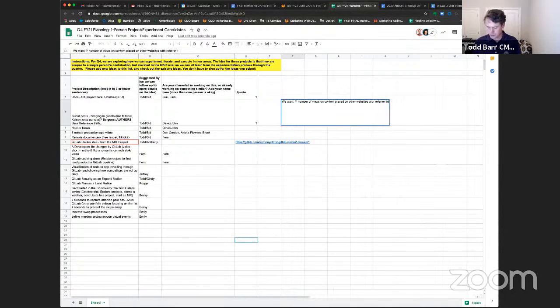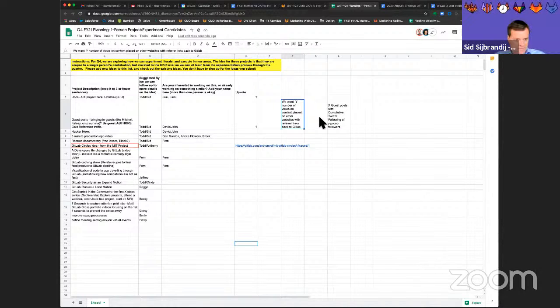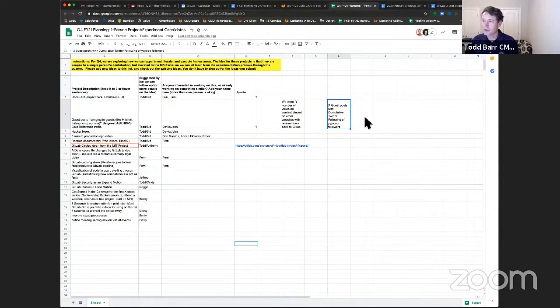I think I'm going to put: we want Y number of views on content placed on other websites with referrer links back to GitLab. Yeah, that's great. And I do think for other people, we could say we're going to try to get 5 guest posts with cumulative Twitter following. That just helps people add it up and figure it out. Cool. Not against that. Okay. So in our next one-on-one, I'll tell you where we landed on these one-person project experiments. I'll update you on that.